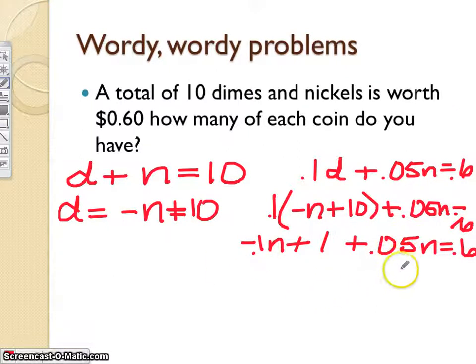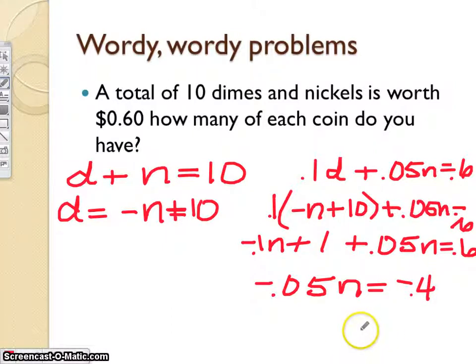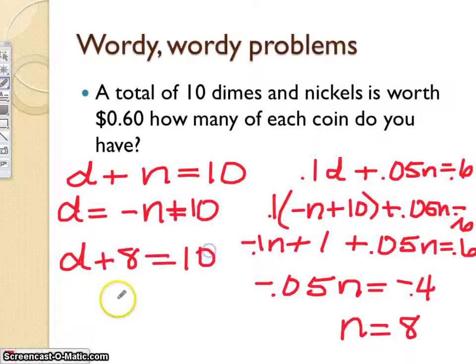We can combine our n's and we will get negative 0.05n. Subtract 1 from both sides and we get 0.6 minus, there we go. My words and my mouth are not working at the same rate right now. 0.4 divided by 0.05 is equal to 8. We now know that we have 8 nickels. If we have 8 nickels, how many dimes do we have? D is equal to 2.